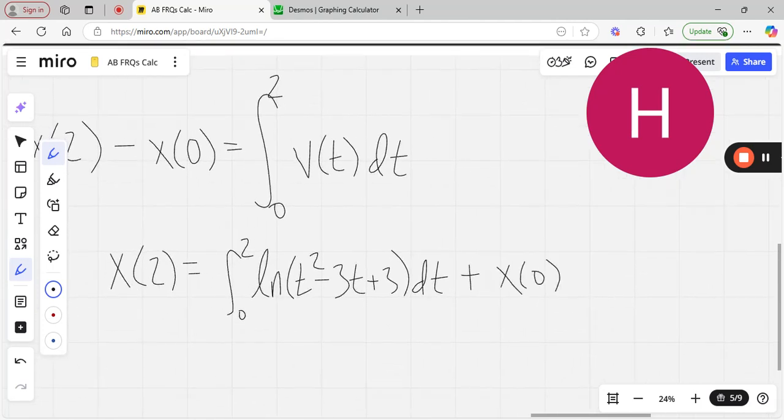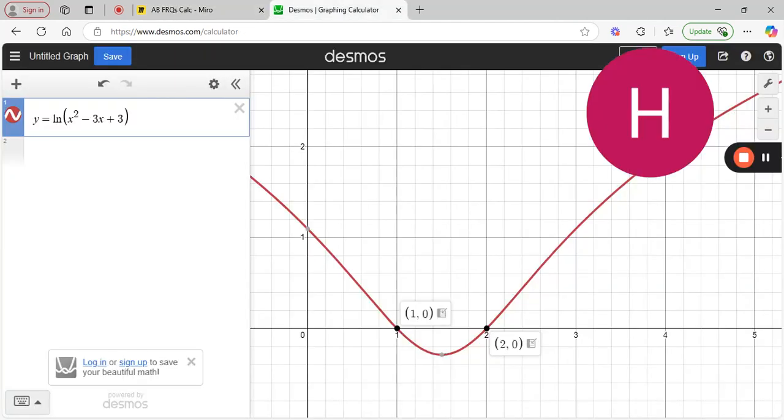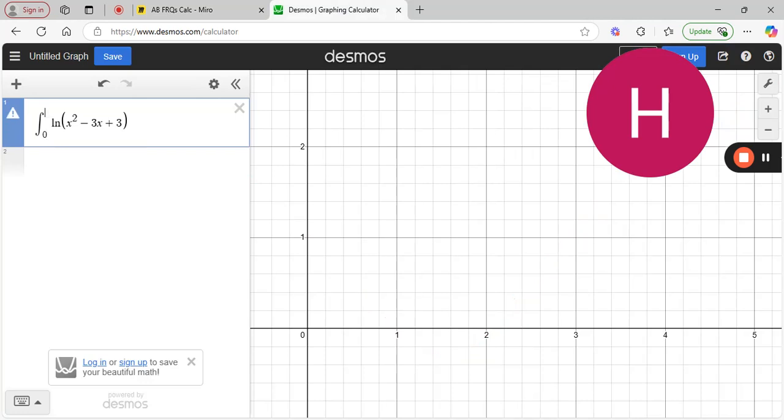So let's plug that into a calculator. Finish this up. Integral from 0 to 2. Notice we're still using the same function, like, quite often. Okay, so that's how much the position changed. Not very much position change. We can say 0.369.